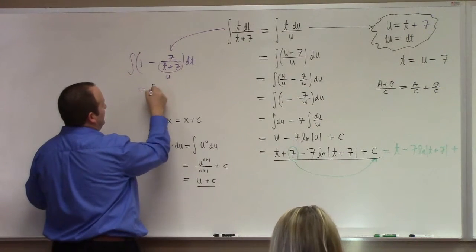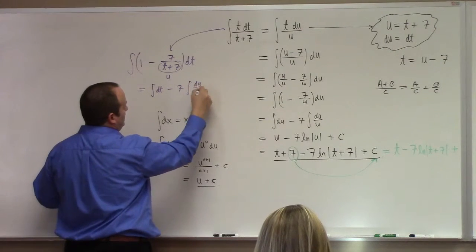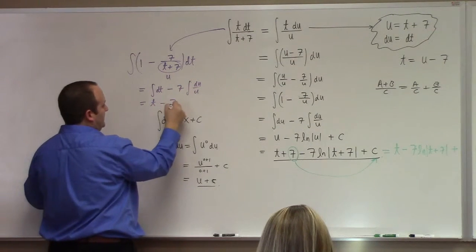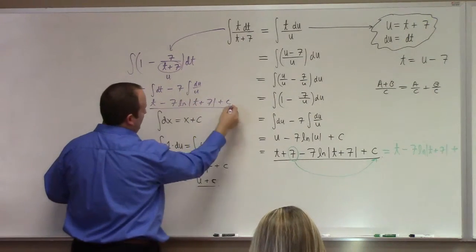Right, and this gives us the integral of dt minus 7 times the integral of du over u, and so you get t minus 7 natural log of the absolute value of t plus 7. Yeah. So that's how you follow the hint.